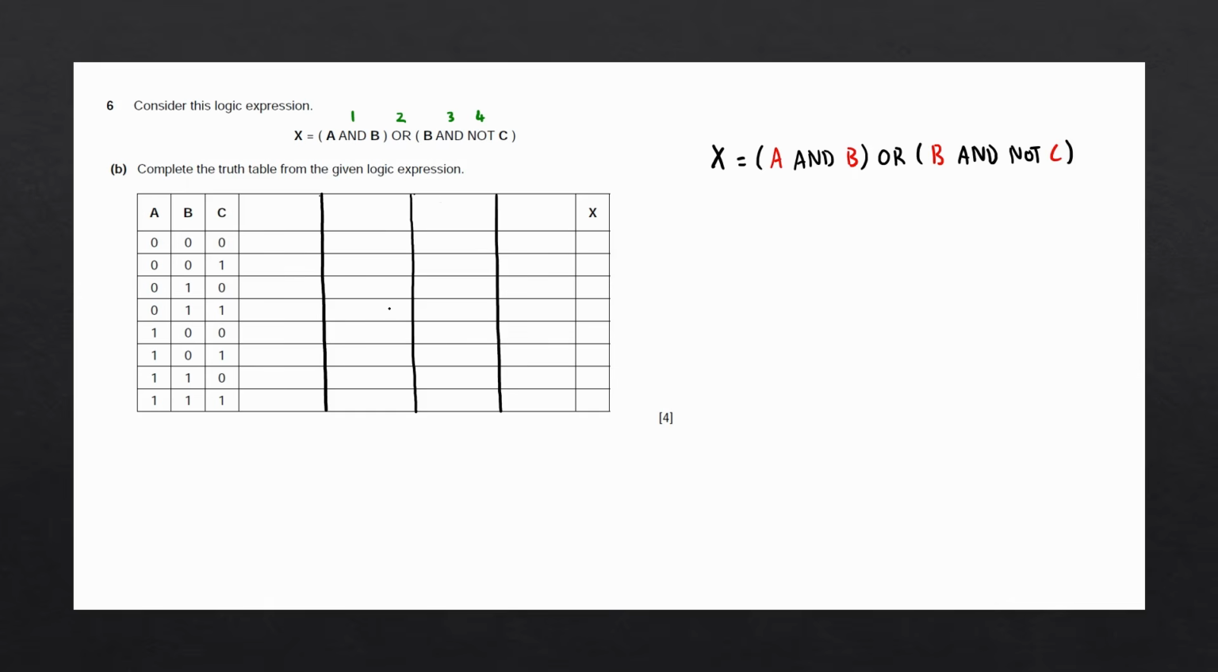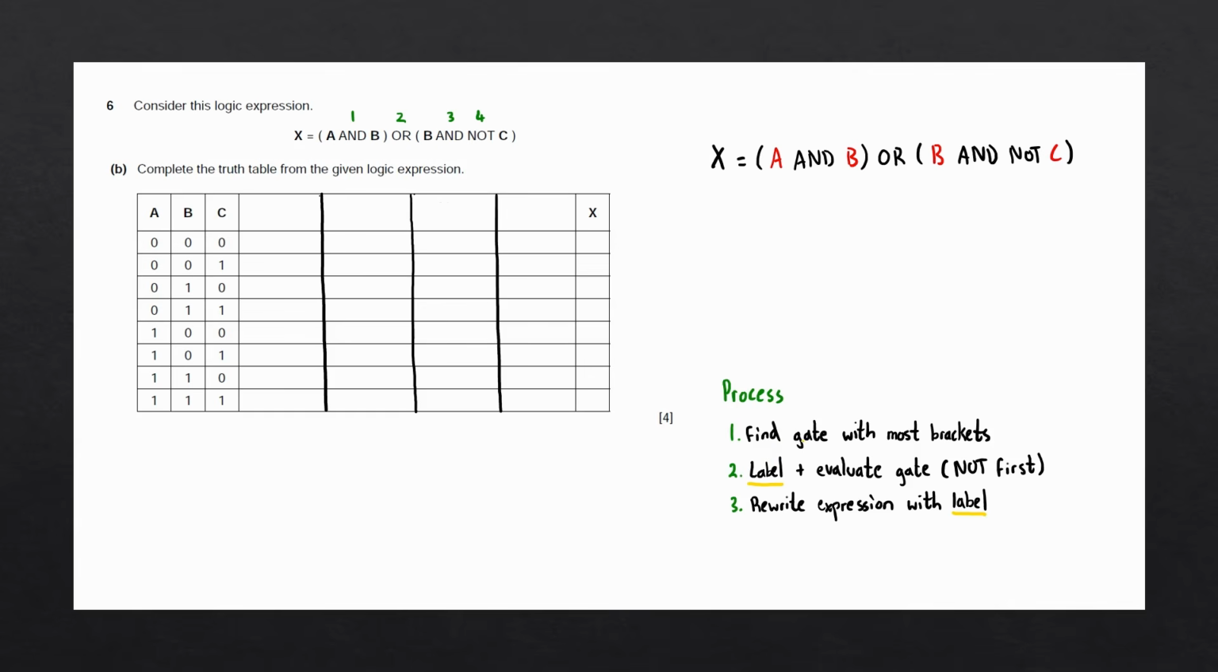The process to complete a truth table given an expression is very similar to the process of drawing a logic circuit from an expression. First step is to find the gate with the most brackets around it. Then we'll label that gate and evaluate the gates, evaluating any NOT gates first. Then we'll rewrite the expression with that label. So since this expression is the same as the one we used to draw the logic circuit, we'll evaluate the AND gate first. We want to label this gate, so let's label it the same as we did with the circuit. We'll label it L. We then want to write L in the first available column in the truth table.